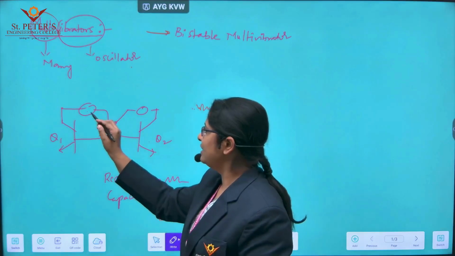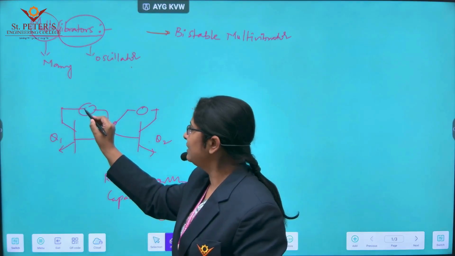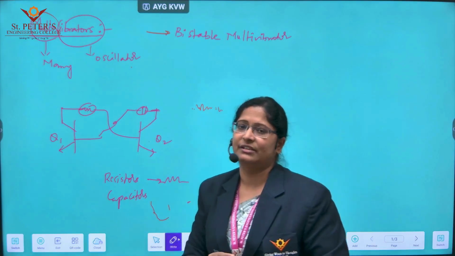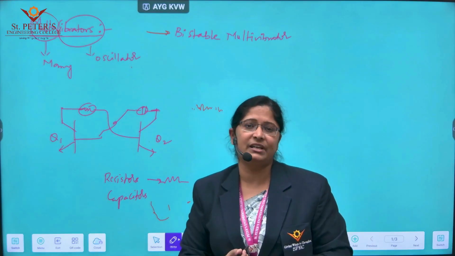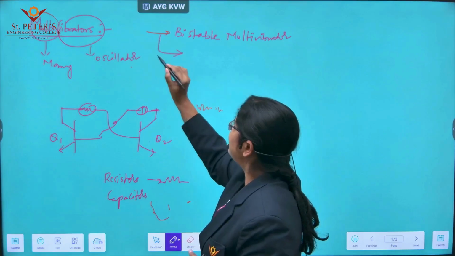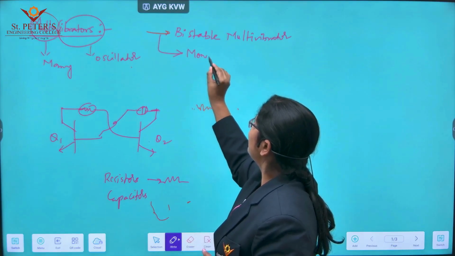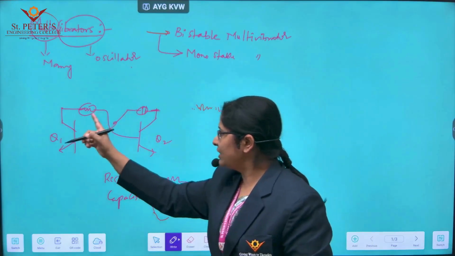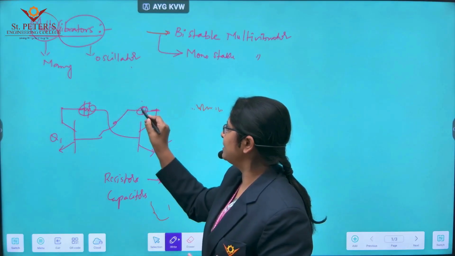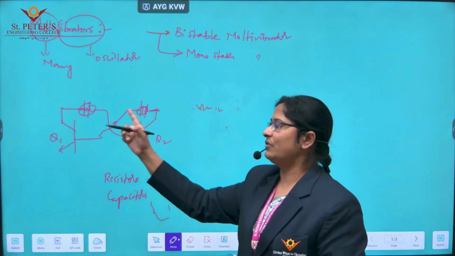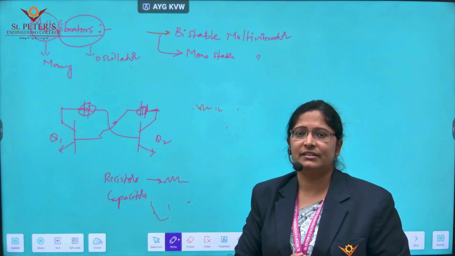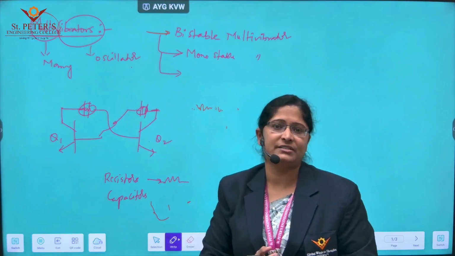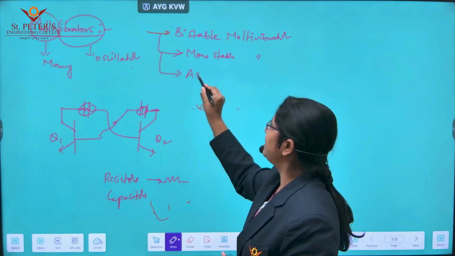And the second case is one coupling element is a resistor and the other coupling element is a capacitor. So here I am using a resistor and here I am using a capacitor. Then we get another multivibrator, which is the monostable multivibrator. And the third one is both the coupling elements are capacitors only. If both the coupling elements are capacitors, then that type of coupling is AC coupling. So the multivibrator which uses capacitors as both coupling elements is the astable multivibrator.